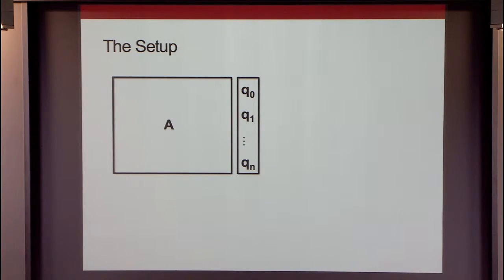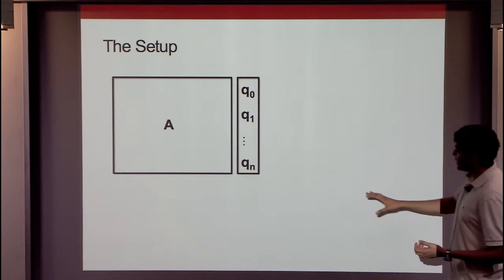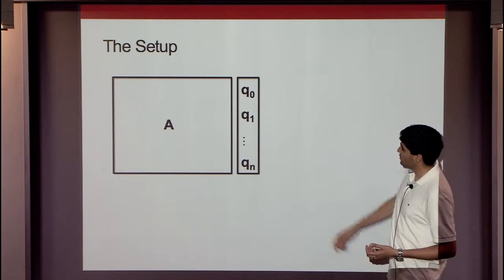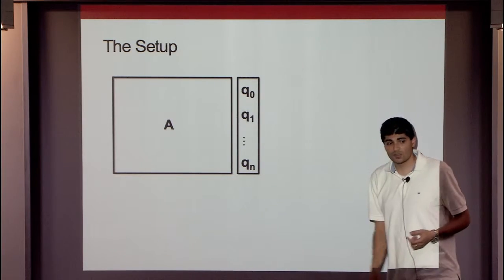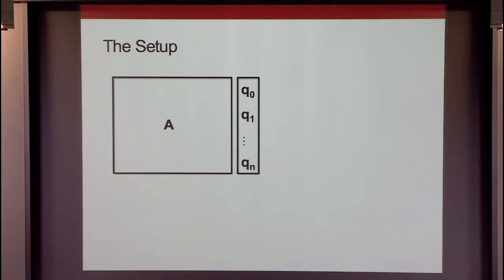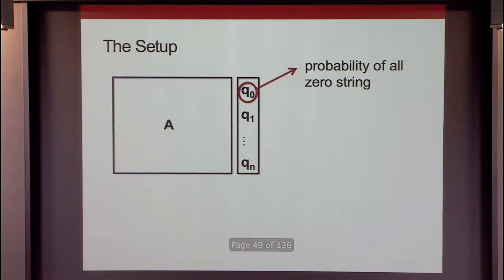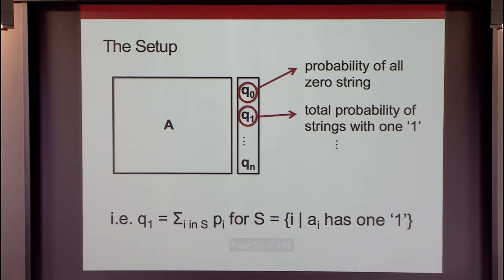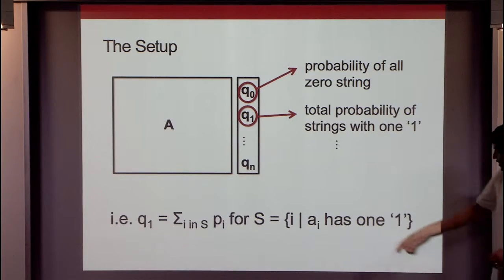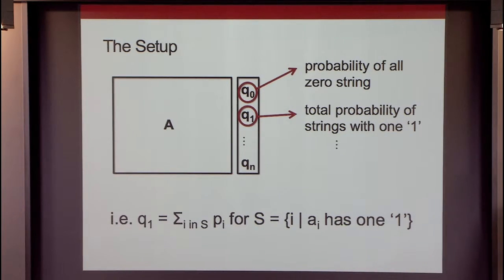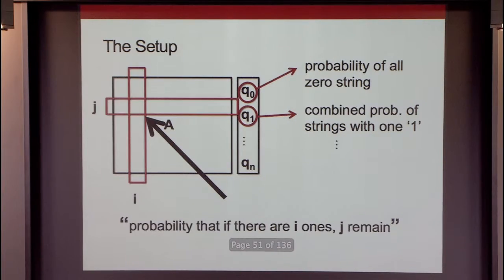Let's try and paint the picture of what our inverse problem is. Our goal is just to find the probability of the all zero string. The way I'm going to set it up is as some linear system where each of these values, Q0, is the probability of the all zero string. This is what I want. So in my inverse problem, there's just a single coordinate I want. Q1 will be the total probability of all the Hamming weight 1 strings. So I take all the strings a_i which have just a single 1, and add up their p_i's. And the same for all the other Q_i's.